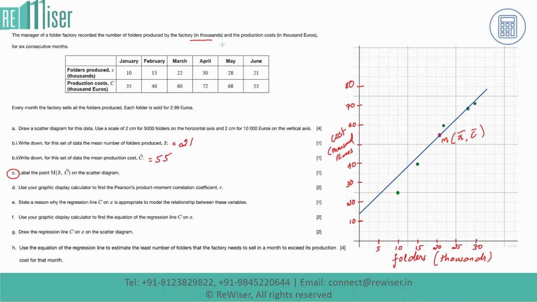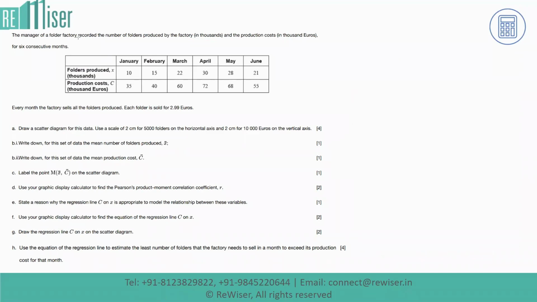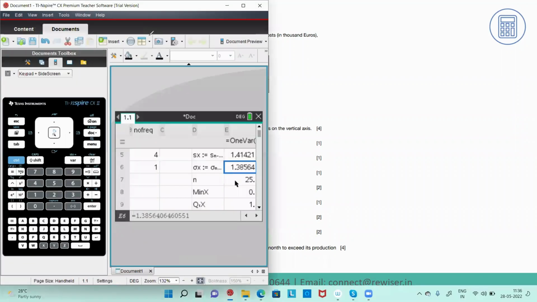Now for part D, we are asked to use the graphic display calculator to find the Pearson's product moment correlation coefficient. In order to do that, let us use our calculator. On the calculator, we have to go to the spreadsheet.